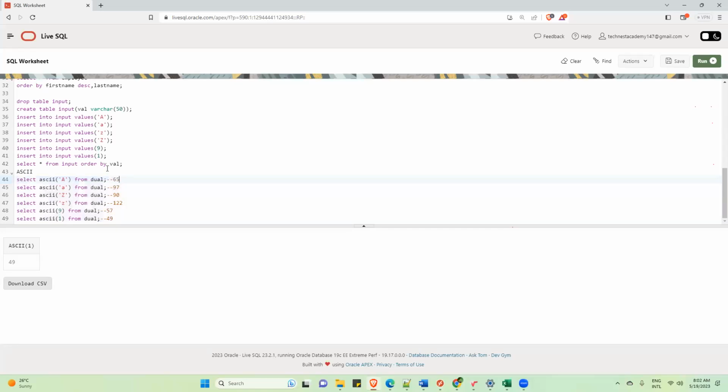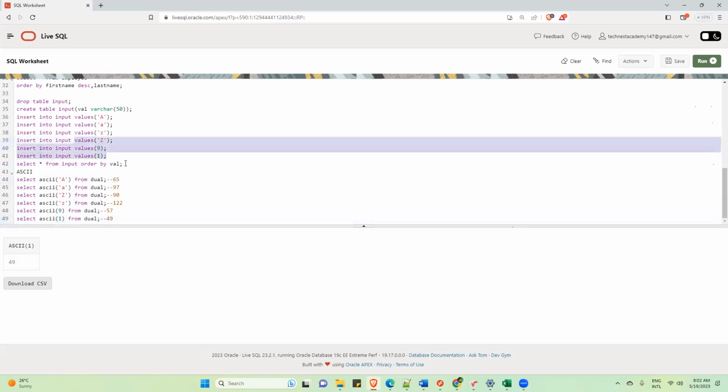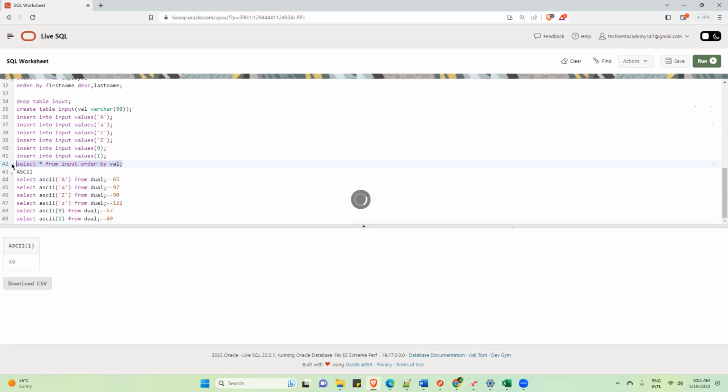Now tell me, you are sorting here in ascending order, no? So which one will you place at the top in ascending order? 49, correct? 49 is one. That's why when I run this query, one will be placed at the top. After 49, which value will you take? 57. 57 is 9. That's why you have 9.